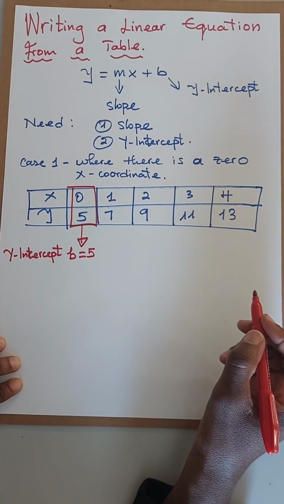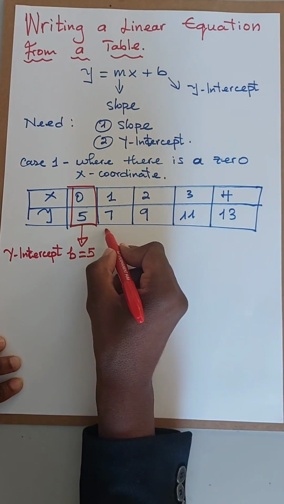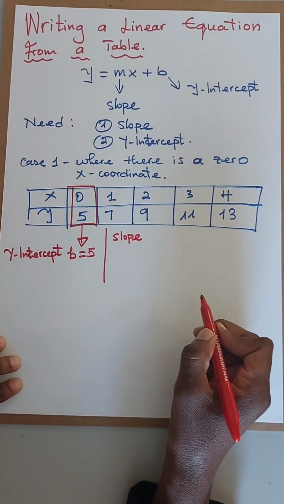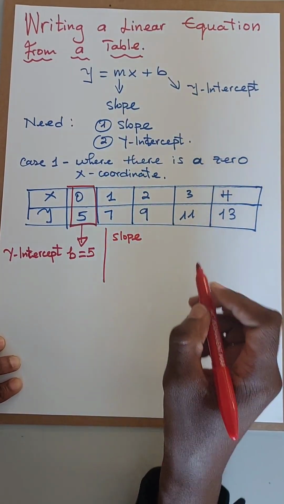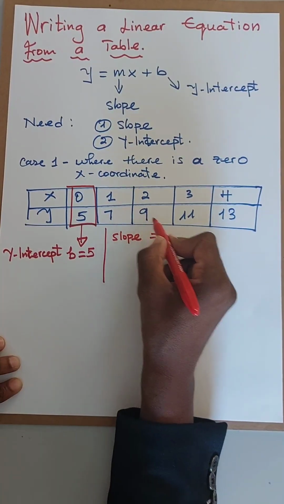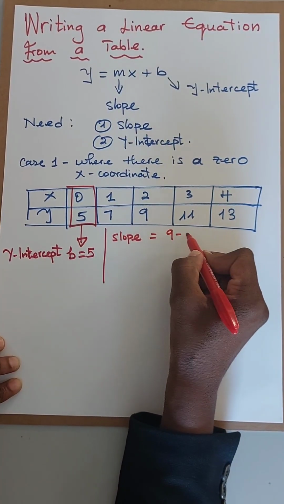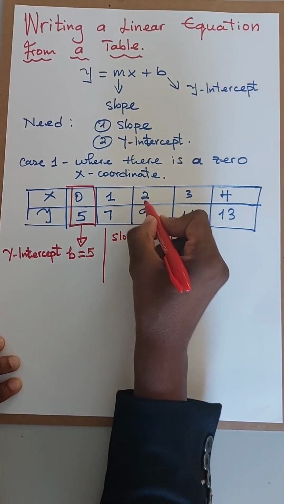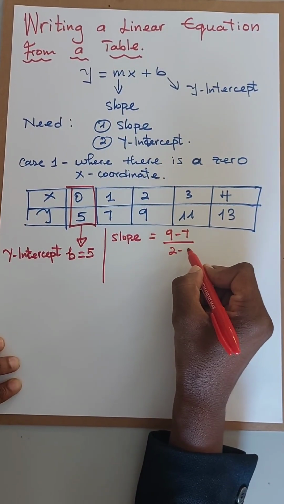Next, we need to calculate the slope. To find the slope, we need any two values of y to subtract. So to find the slope, we can pick a value of y, 9 minus 7, divided by corresponding values of x, which will be 2 minus 1.